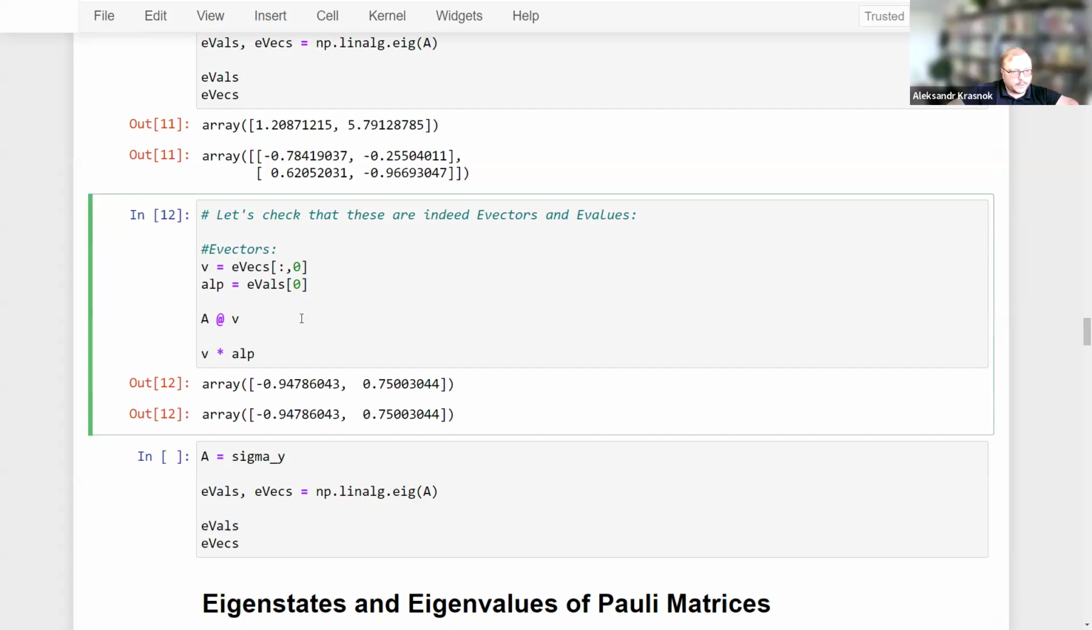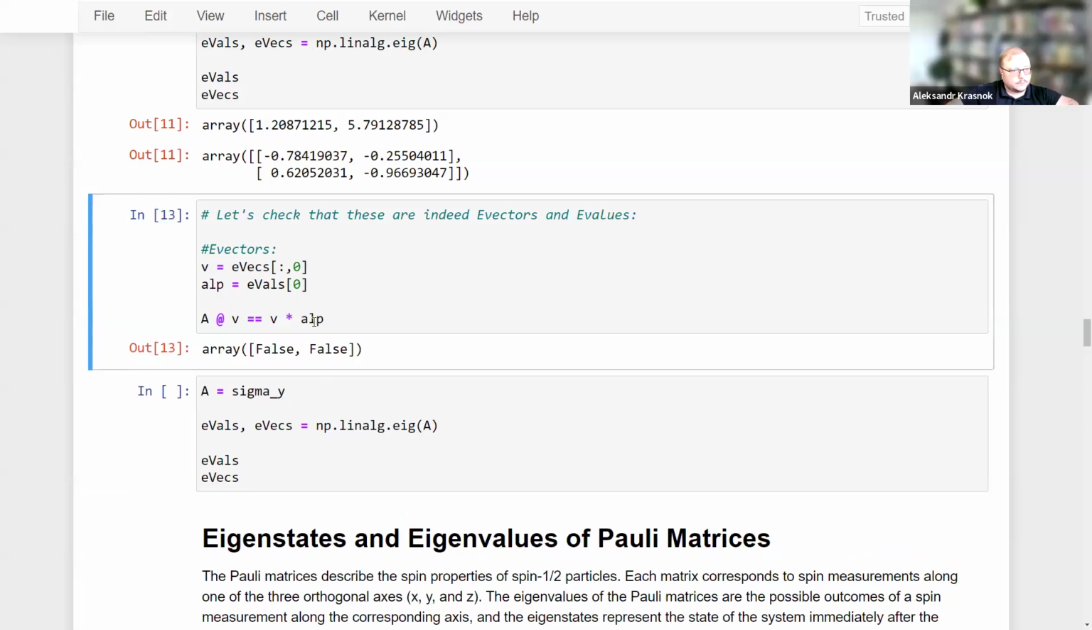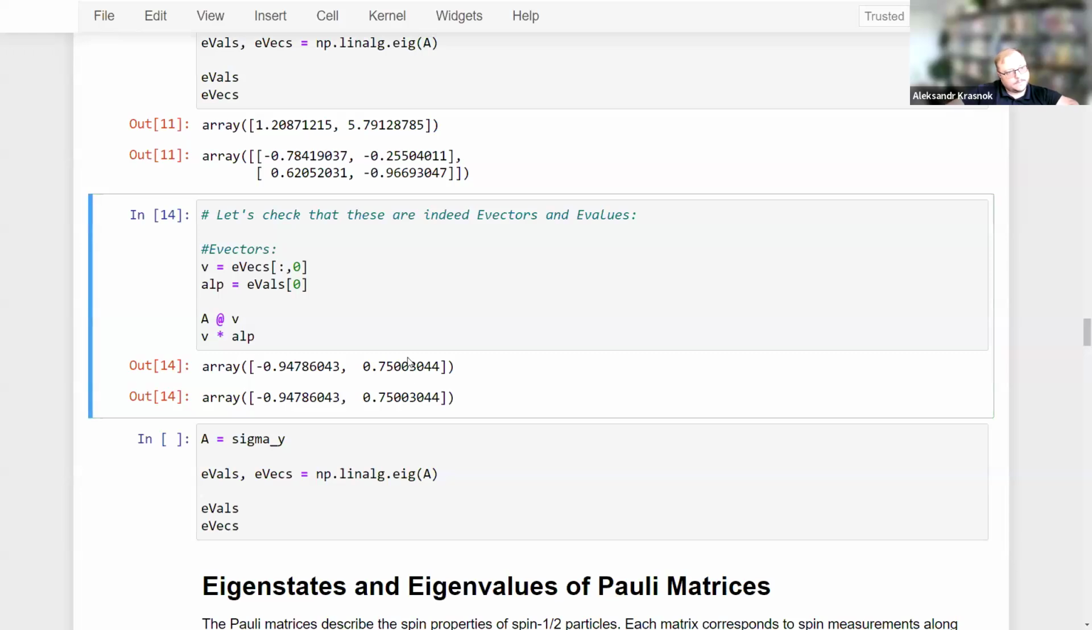The same thing, probably I can check if they are identical, right? False, false. Why? Because I guess they differ by a small value, up to the computation error. Okay, so they are identical.